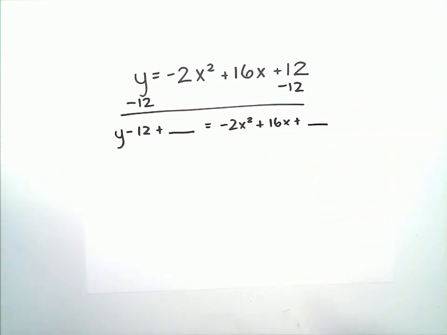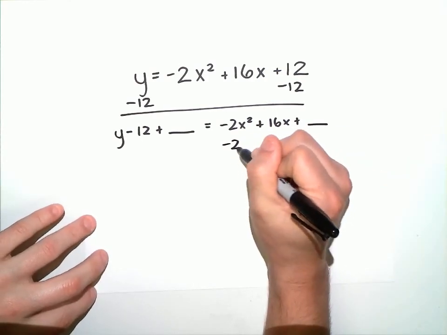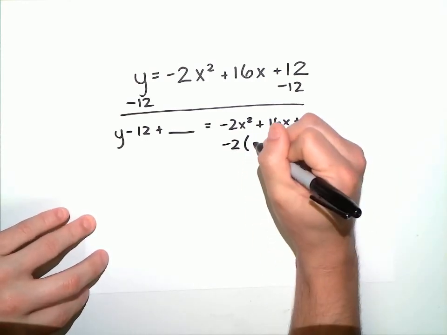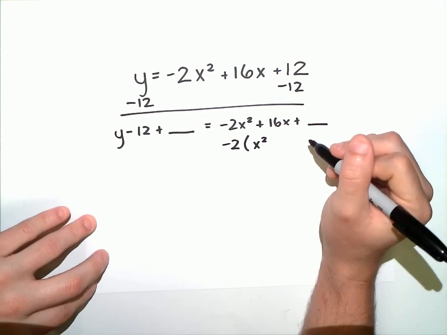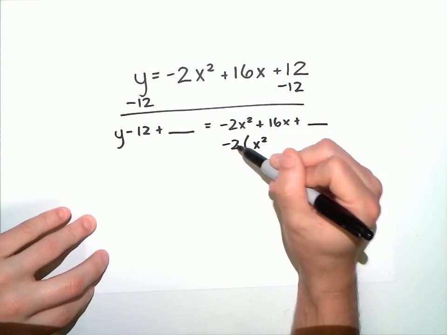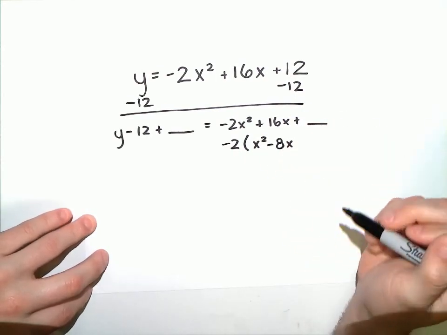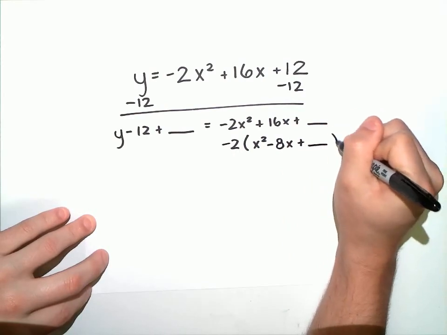The one extra step here is that before we can continue with completing the square, we're going to have to factor out a negative 2. We're going to have to pull out the greatest common factor here. And so I'm going to write negative 2 parentheses x squared, right? Because negative 2 times x squared is negative 2x squared. And negative 2 times negative 8x would give me my 16x plus blank.